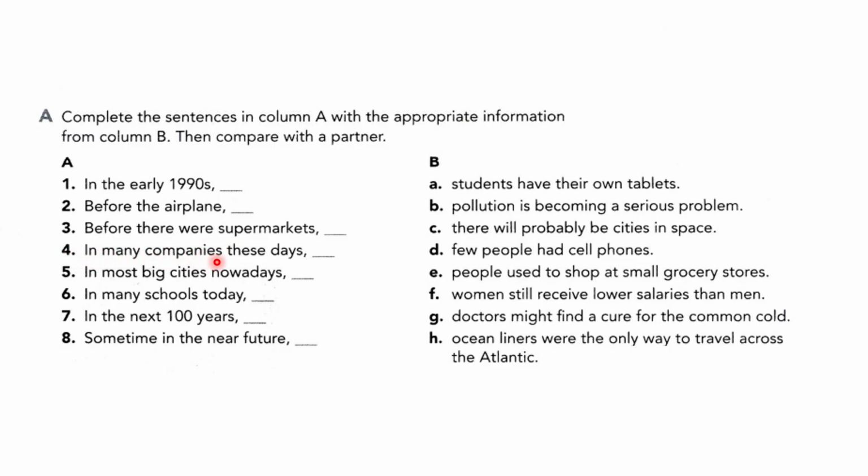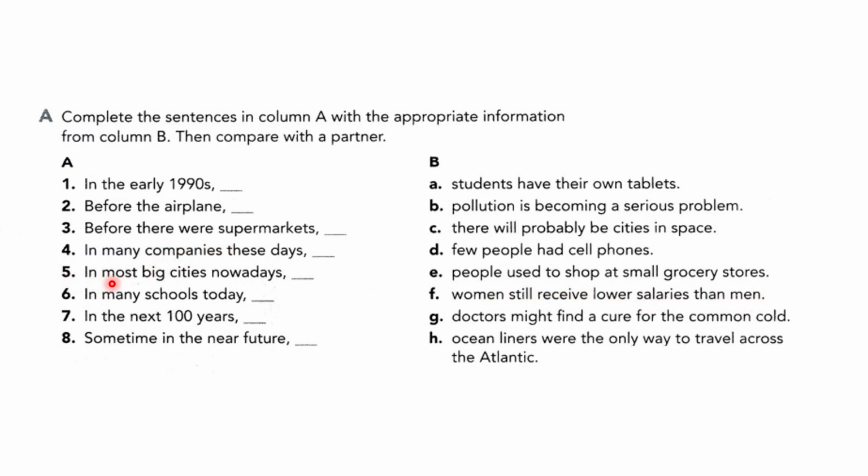Number four, in many companies these days, Mercedes. Letter F. Women still receive. How is the pronunciation? Receive. Women still receive lower salaries than men. Okay, women. Remember, when you see an E it is women, plural; when you see an A it is woman. So women is plural. Women still receive lower salaries than men.